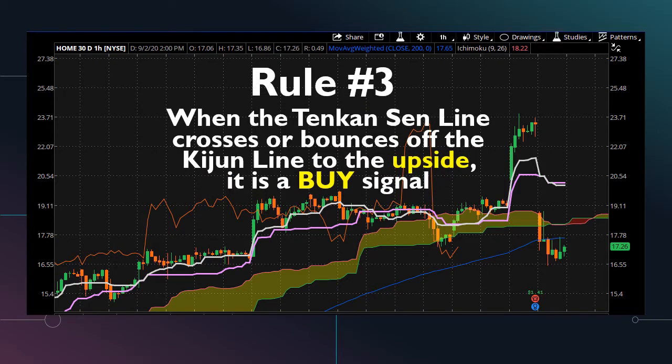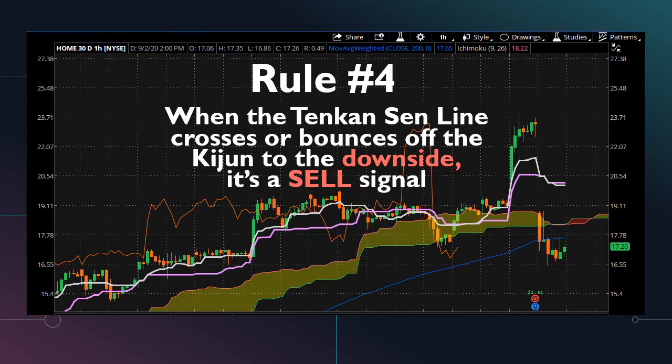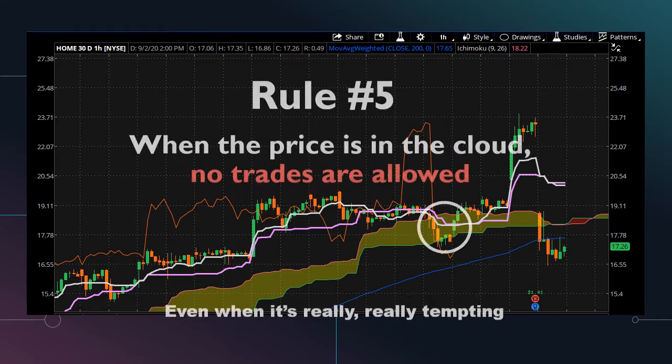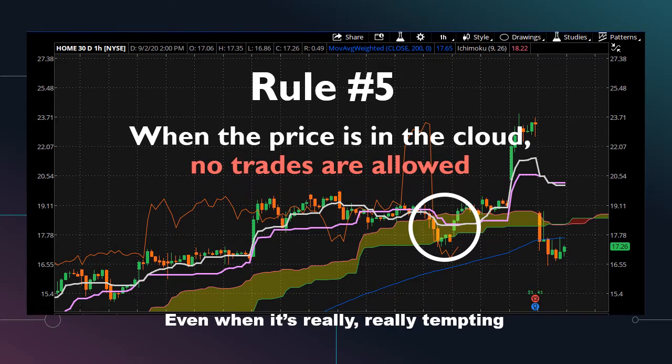Rule number 3, when the Tenkan-sen line, pictured in white here, crosses or bounces off the Kijun line, pictured in purple, and does so to the upside, it is a buy signal. Rule number 4. When the Tenkan-sen line crosses or bounces off the Kijun line to the downside, it's a sell signal. The 5th and final rule is when the price is in the cloud, you are not allowed to initiate any new trades, even when it's really, really tempting.